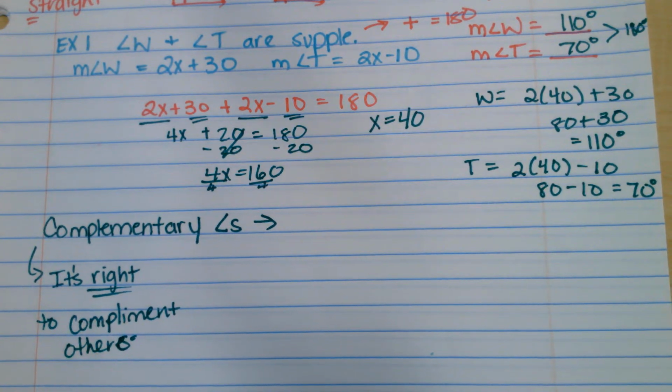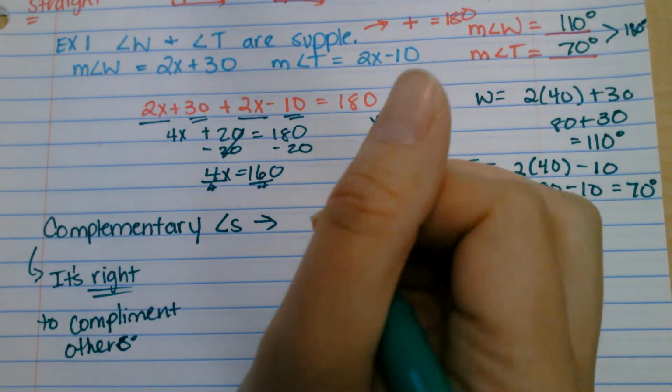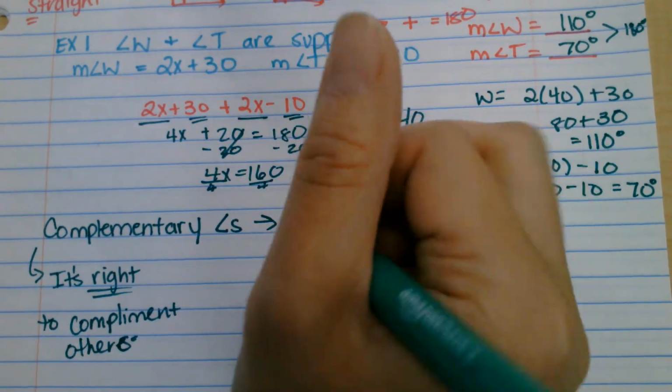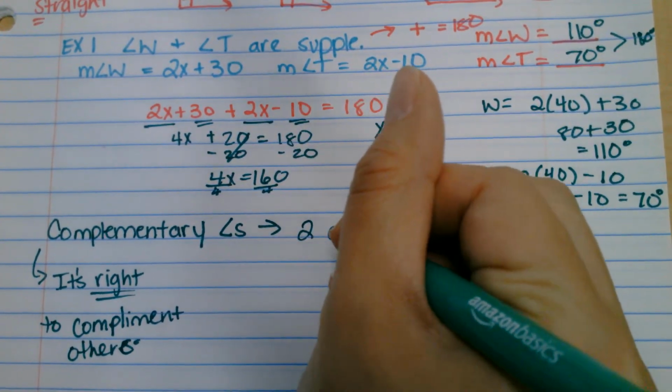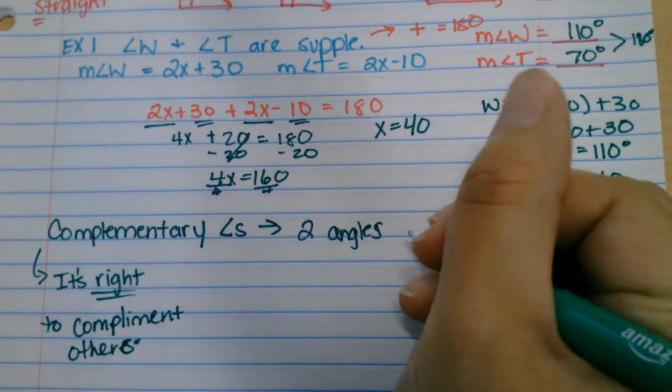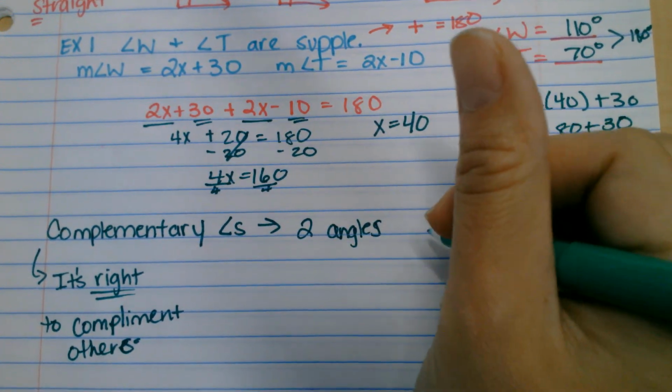So two complementary angles are two angles that add to be 90 degrees.